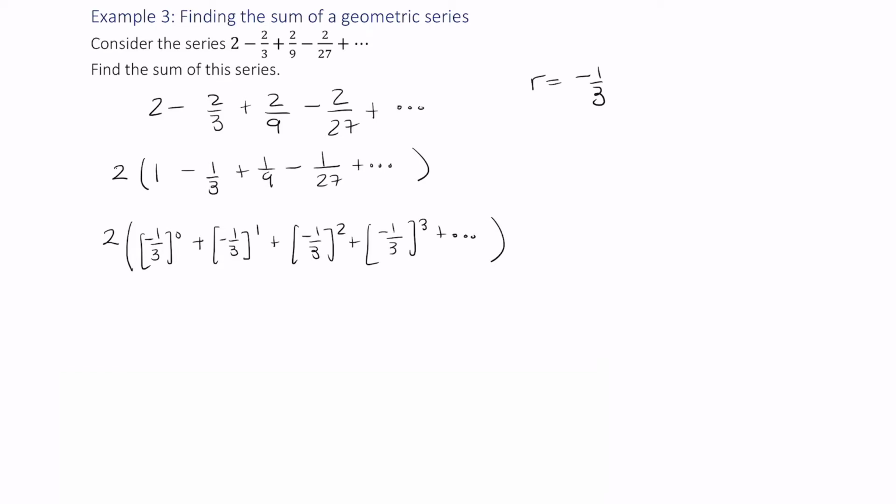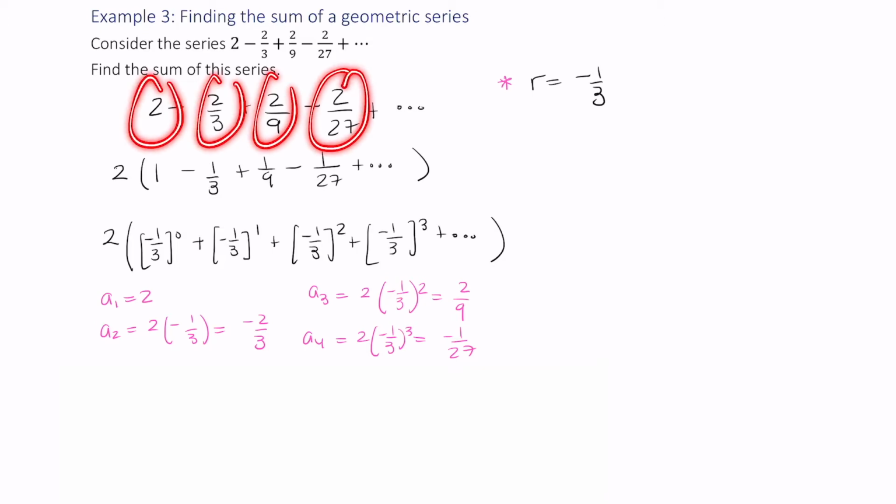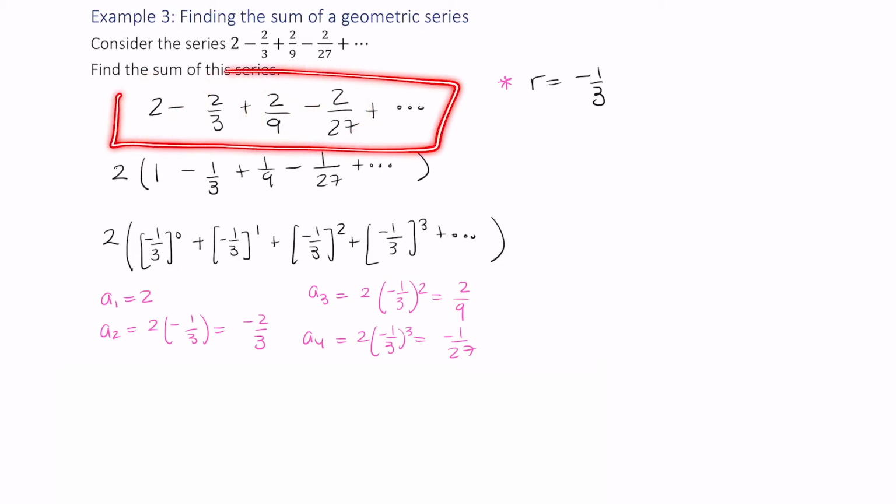So let's see if this works out. If we start with the first term of the sequence, a1 is 2. a2, I am saying, is 2 times negative 1/3, which equals negative 2/3. Great. a3 is equal to 2 times negative 1/3 quantity squared. That's 2/9. And let's check one more. a4 is equal to 2 times negative 1/3 cubed, which is negative 2/27. Sure enough, this sequence of numbers is a geometric sequence, and the sum is a geometric series.